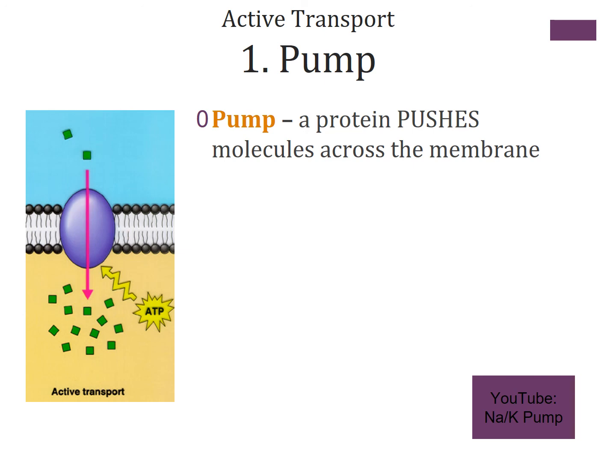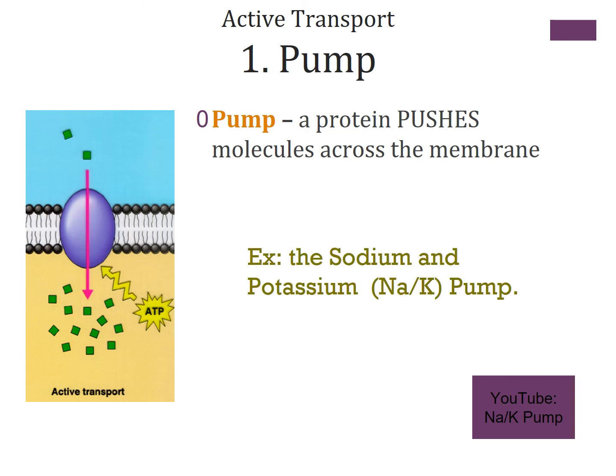Okay? So if you look at the picture to the left, it's going to push the molecules at the top in the blue area down to the molecules in the yellow area. The molecules don't want to go that way, so the cell has to use energy to push them. One example of this is the sodium and potassium pump, and I will show you an example in class.